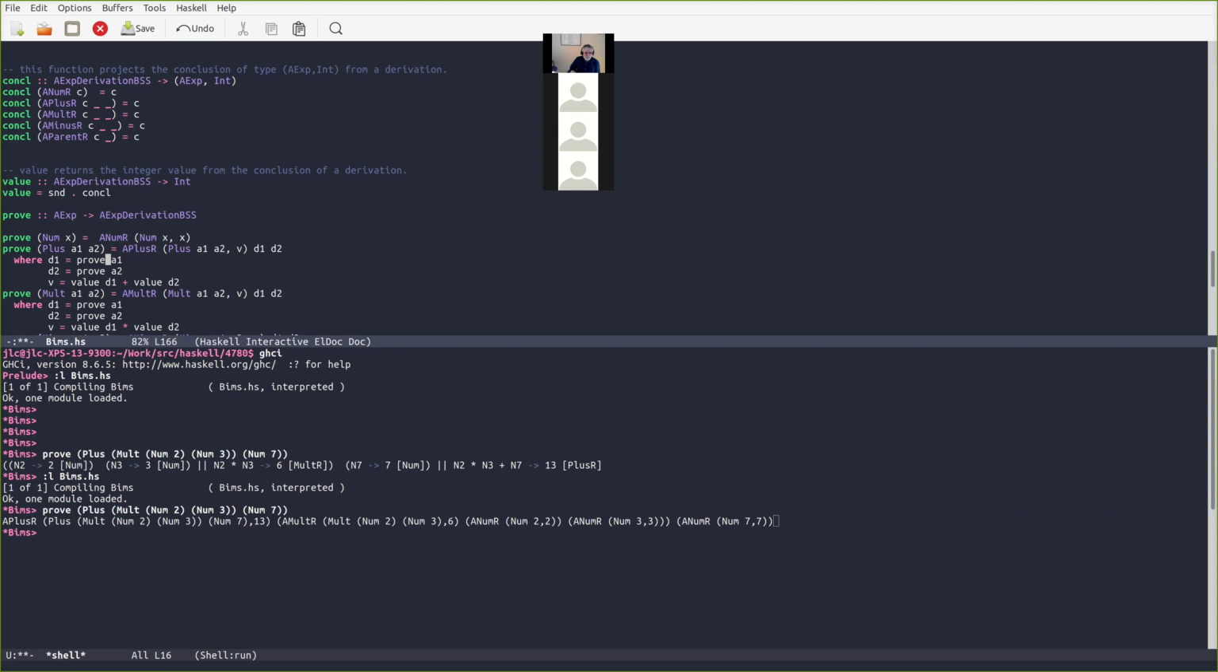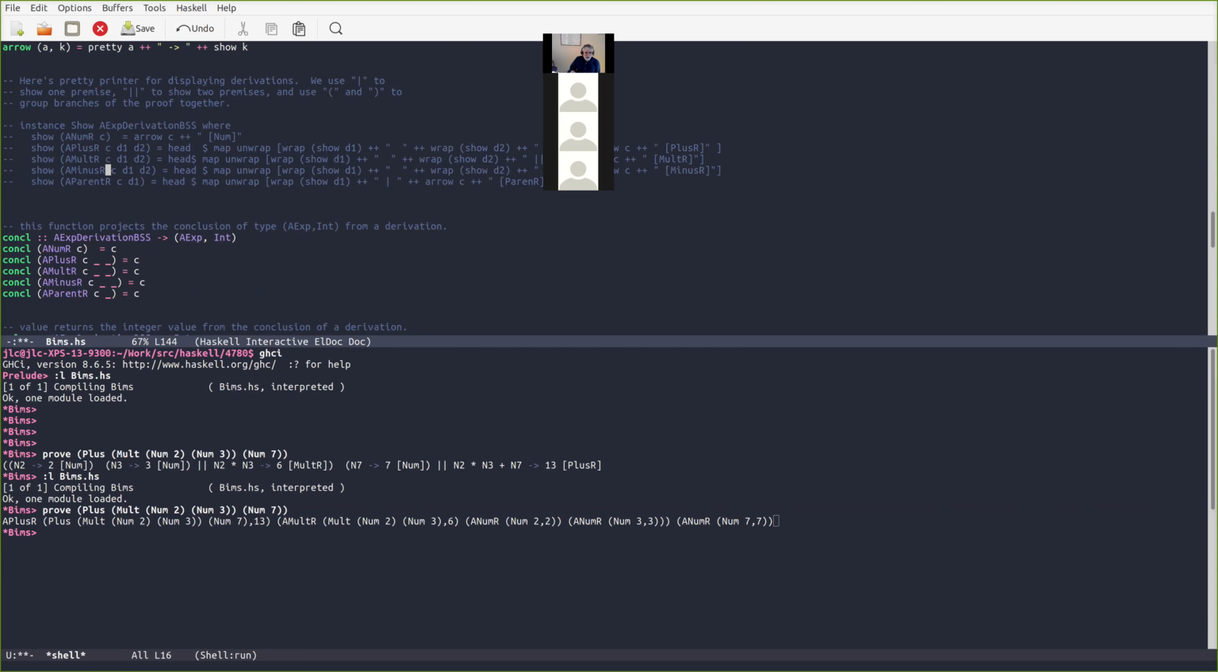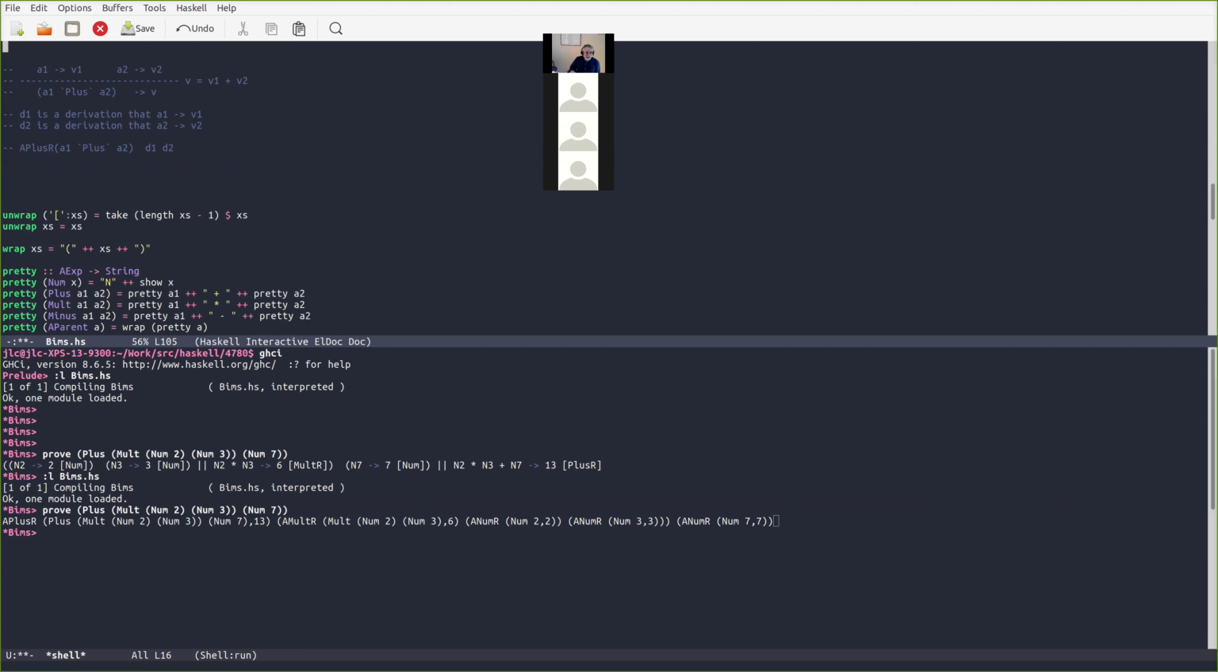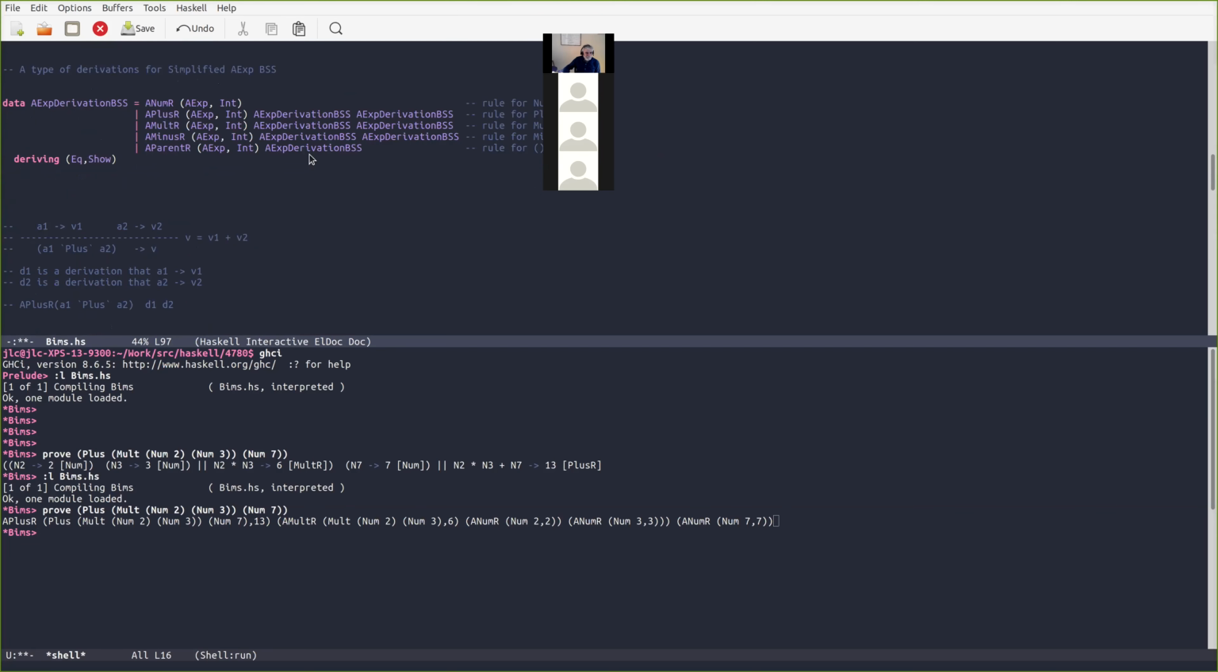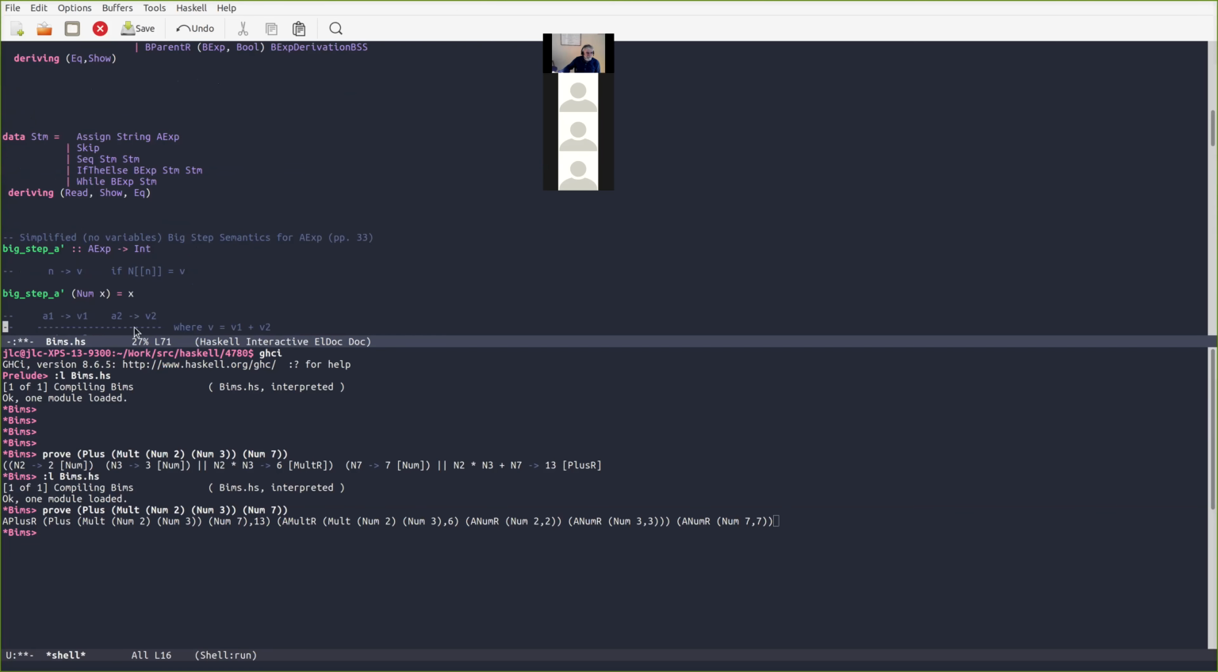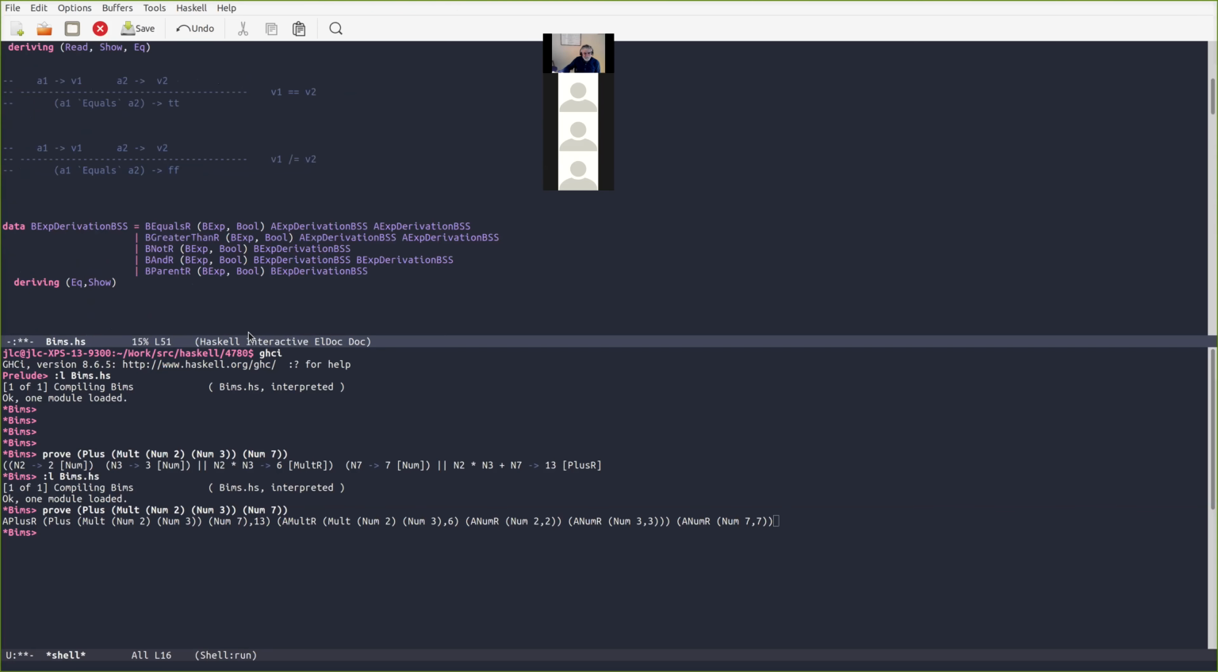Yeah, that made sense. Thank you. Don't get fooled by the fact that this simply says B expression. When you actually build one of these derivations, it can't be just any old B expression. It has to be an equals. Yeah, that makes sense. Thank you.